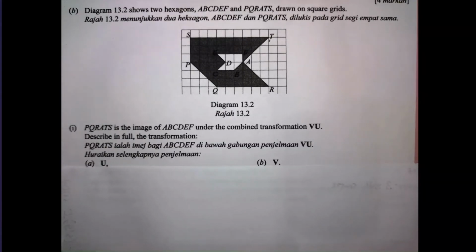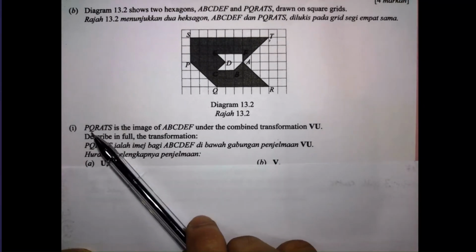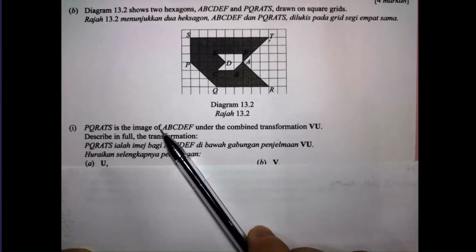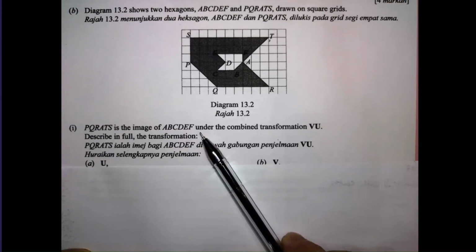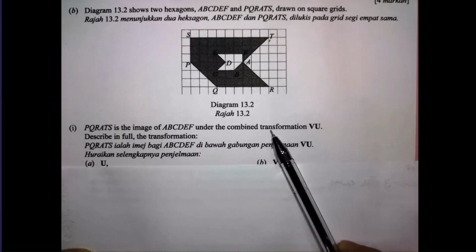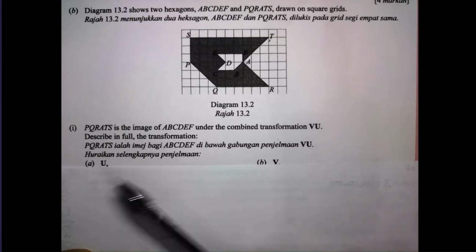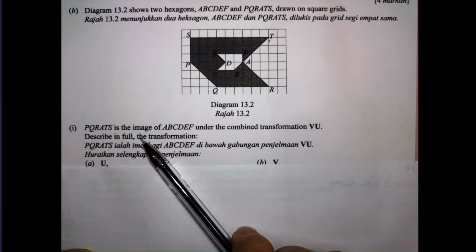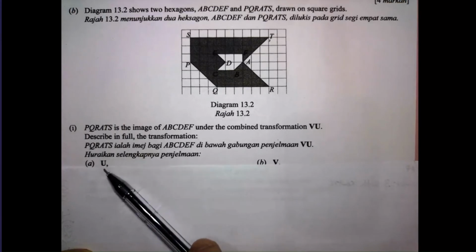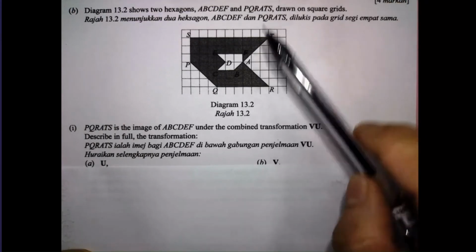Okay, we continue with the previous questions. This is for part B. They give you PQRSTU is the image of ABCDEF under the combined transformations of V, U. Describe in full the transformations of U and V. So they are given to you.